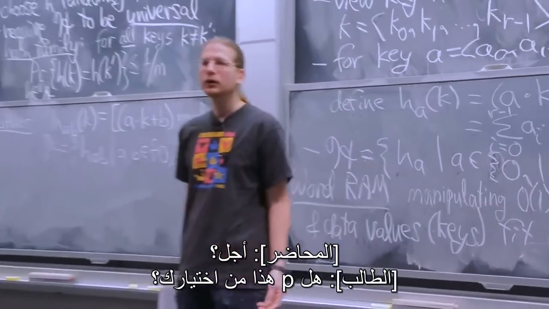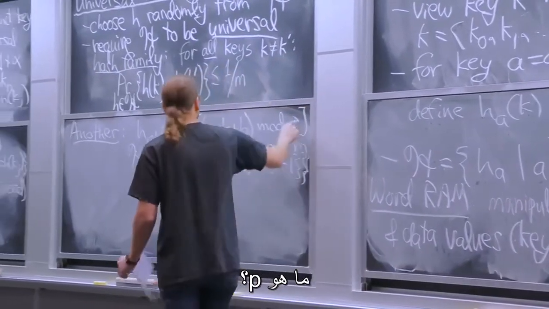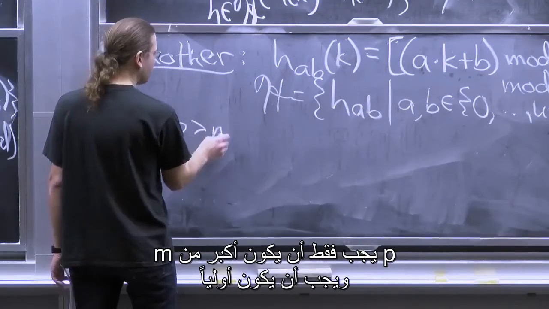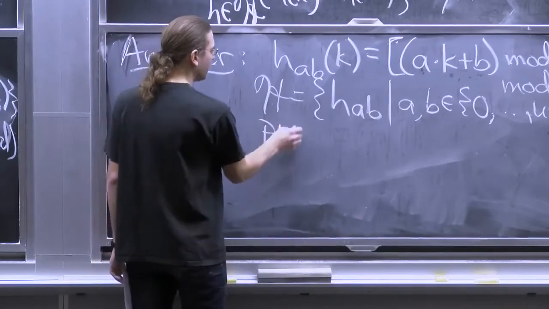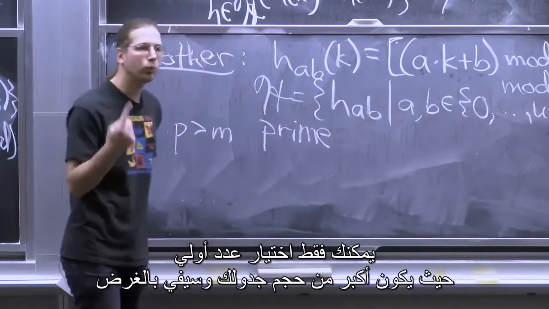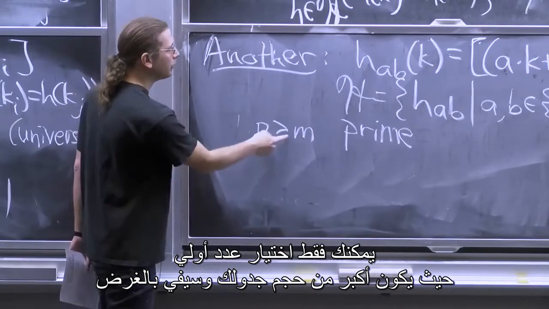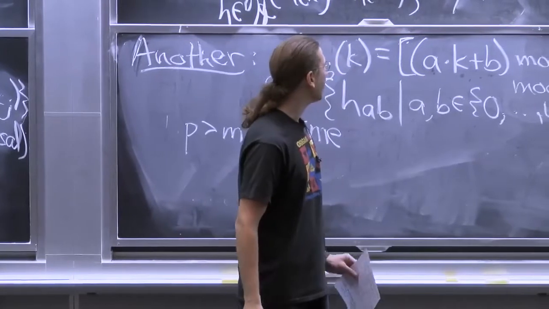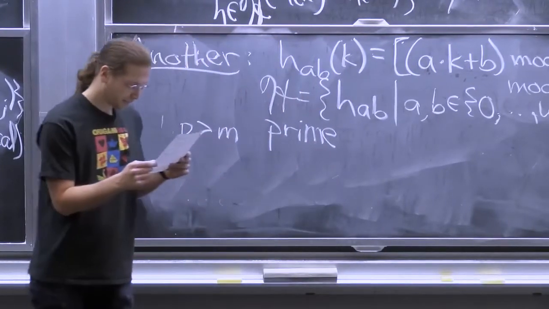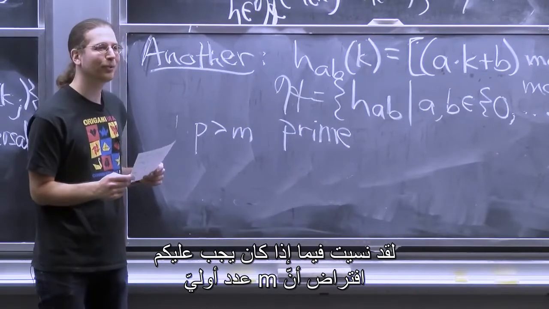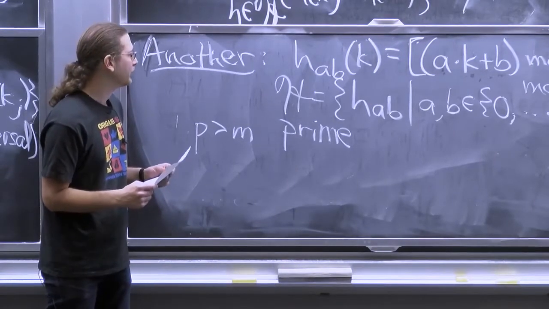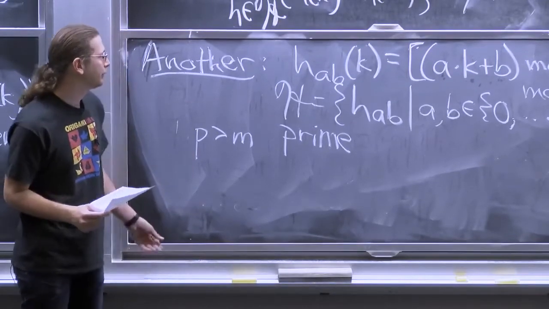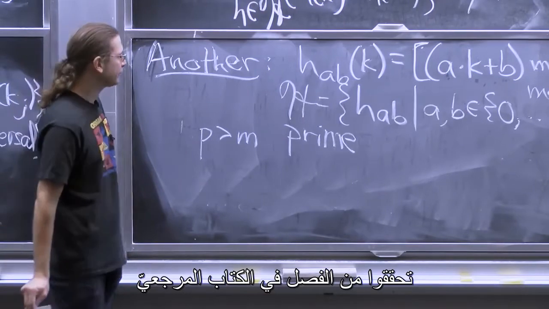Yeah? This is P's chosen. OK, right. What is P? P just has to be bigger than M, and it should be prime. It's not random. You can just choose one prime that's bigger than your table size, and this will work. Do you still assume M to be prime? I forget whether you have to assume that M is prime. I have to check. I'm guessing not, but don't quote me on that. Check the section on the textbook.